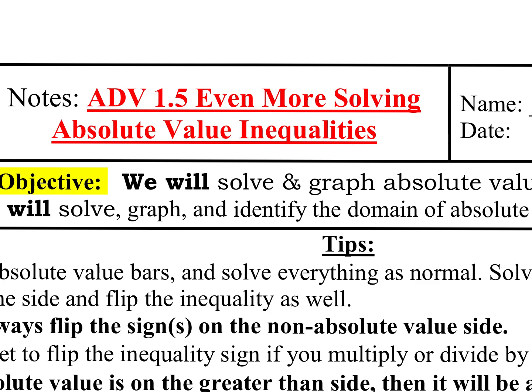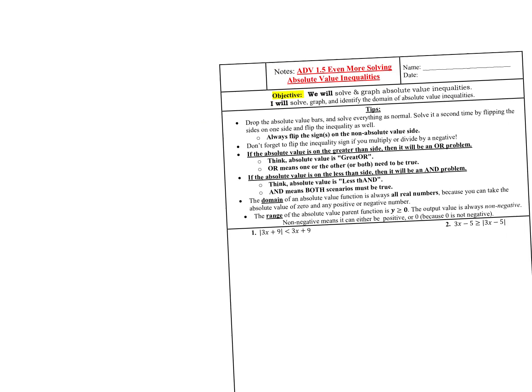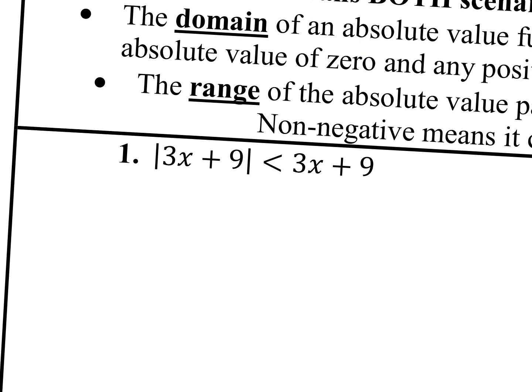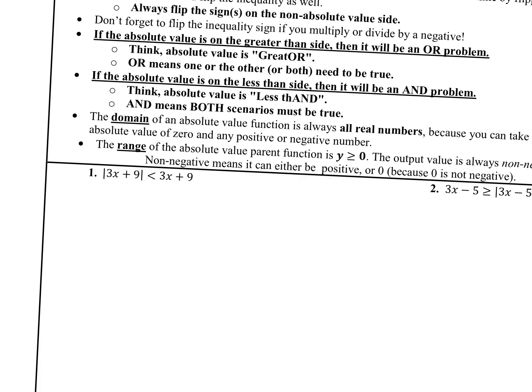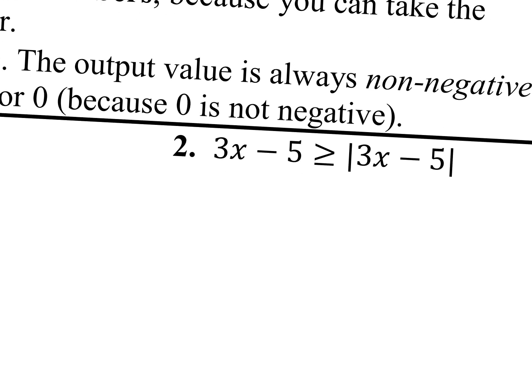I just titled this Even More Solving Absolute Value Inequalities. These are all examples where you have the same thing on one side in the absolute value bars and the same thing on the other side without the absolute value bars. And they're all going to give you different answers, and it all depends on the inequality sign and whether or not it's an and problem or an or problem.